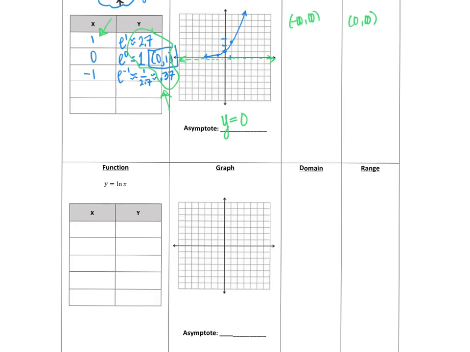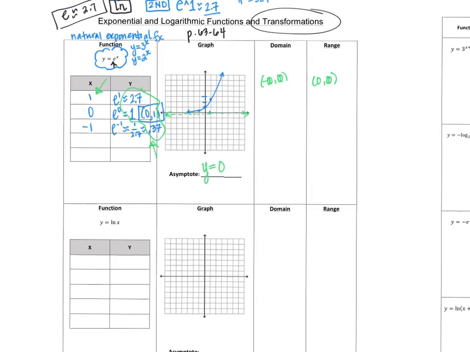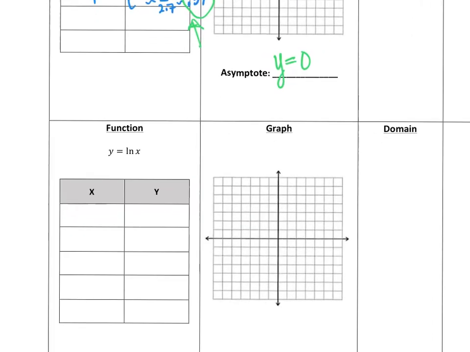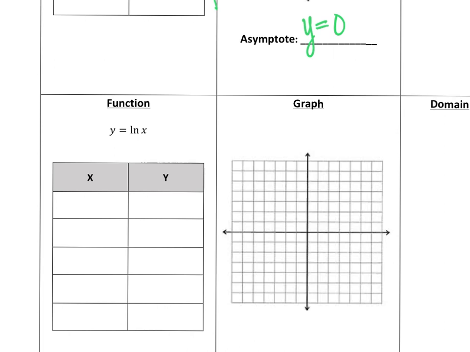Next, we're going to look at the inverse of our natural exponential function, and that is the natural log function. So we see this ln x. This is really log with the base of that e number. And that ln that you're seeing, it's like log natural, or natural log is how we read that.